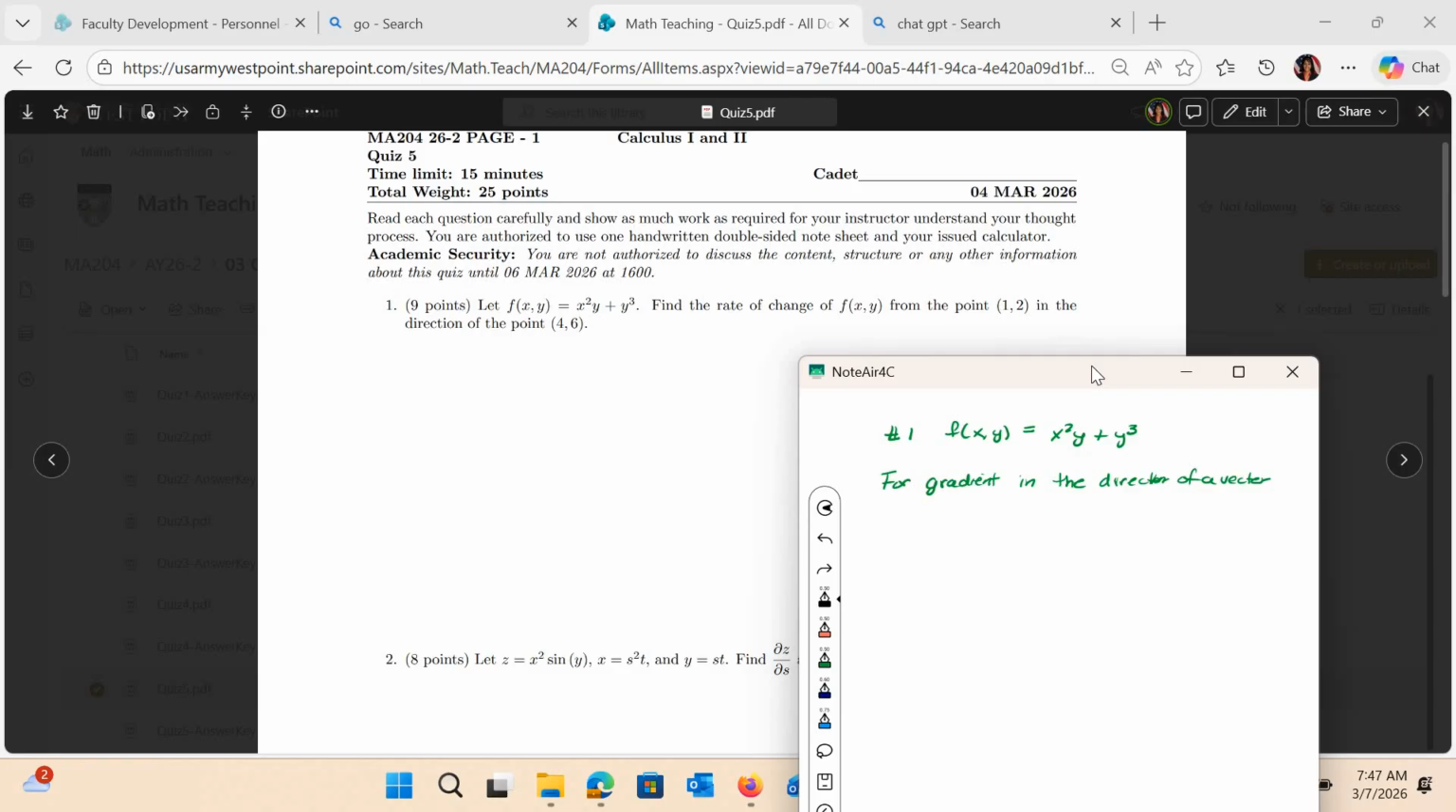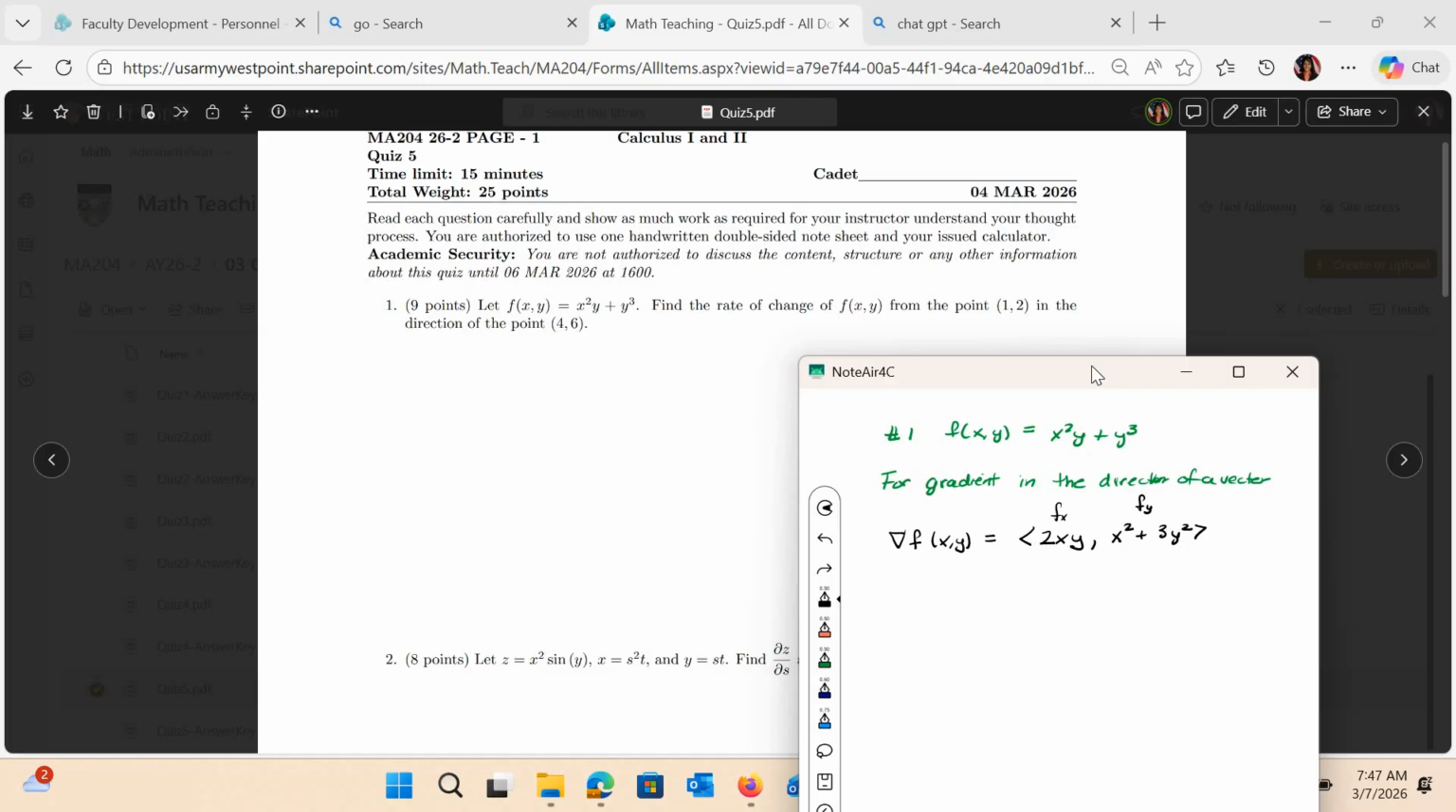The gradient vector is going to be the partial of f with respect to x. So the first one's going to give me 2xy, and the second term is going to disappear because this is really fx right here. And then the second component is going to be the derivative with respect to y of x squared plus y cubed. We're going to get x squared plus 3y squared. This is fy. That's the gradient.